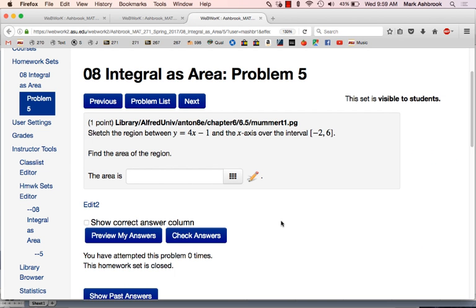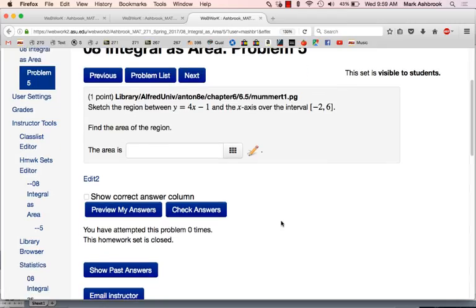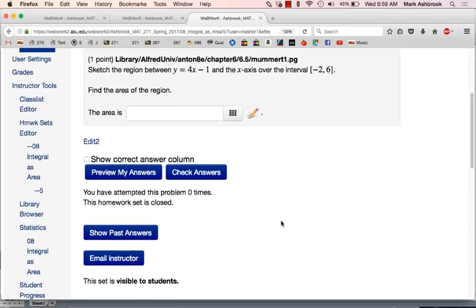Okay, so here we have this. The region, my particular problem is 4x minus 1 from -2 to 6. So I'm going to sketch this. So always make sketches. These are geometry problems. You need sketches, okay? You need sketches. Okay, so -1 is the y-intercept, and we're going to have a slope of 4. So it's going to look something like this.